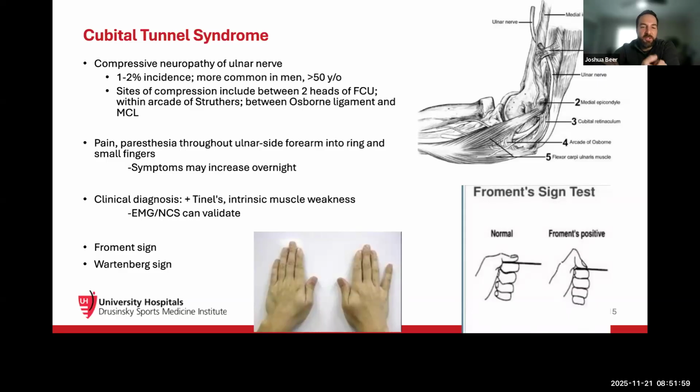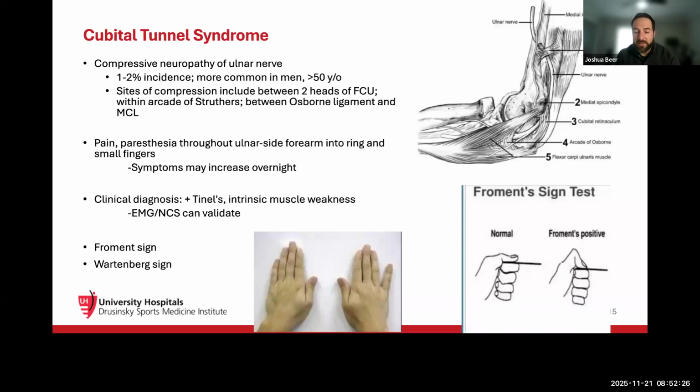I explain it to patients this way: we all sleep in our fetal position, and as we have that deep flexion of the elbow, the ulnar nerve can get compressed against the medial epicondyle to aggravate it. It's a clinical diagnosis with a positive Tinel's at the cubital tunnel, as well as intrinsic muscle weakness in the hands. However, if you want it more diagnostic, you can get an EMG or a nerve conduction study to validate this.